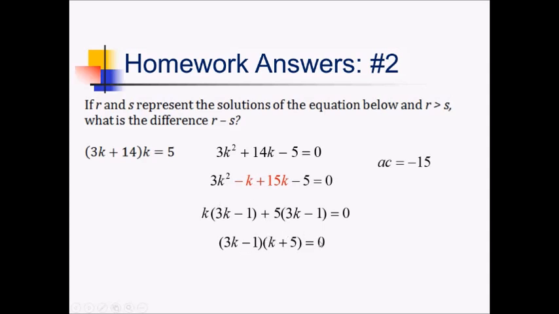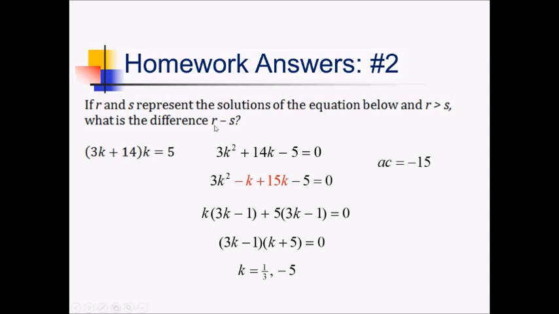Setting each of these parentheses equal to 0 and solving now, because if one of these equals 0, the whole equation equals 0. If 3k minus 1 equals 0, if I add 1 and divide by 3, I get a k value of 1/3. And for k plus 5 equals 0, that means k could have a value of negative 5 as well. So don't forget, we actually have to figure out r minus s.